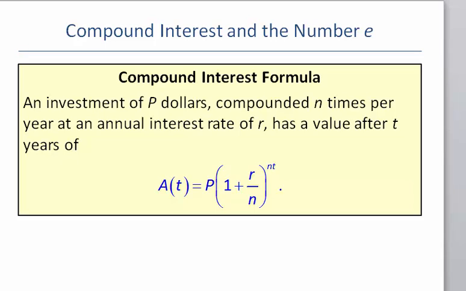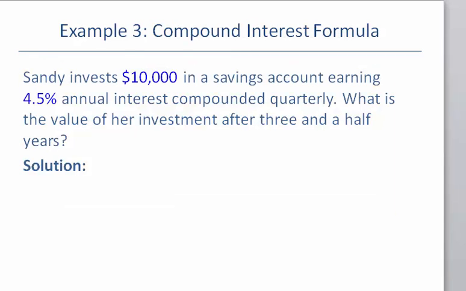And so let's look at an example. Sandy invests $10,000 in a savings account, earning 4.5% annual interest compounded quarterly. What is the value of her investment after 3.5 years? So I'm going to begin by just jotting my formula down from the previous slide so we can work with this formula.